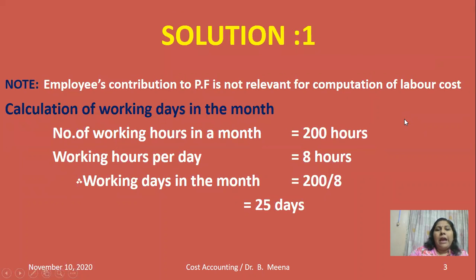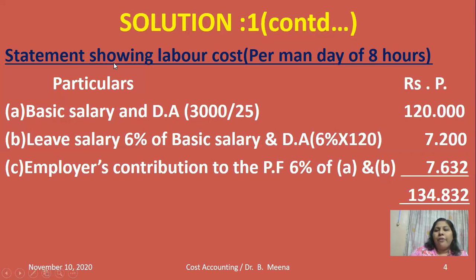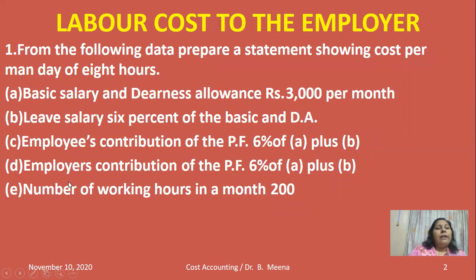Okay. Then I'll move on to the second piece of information. Leave salary. What is given about the leave salary? Leave salary 6% on what? The basic and DA. So whatever basic and DA I found, 120 rupees, on that 6% as leave salary. If you work it out, 120 into 6%, I'll get 7.2. Okay. Then I will calculate the next item. I will ignore the employees' contribution, because as per the note I gave for calculating the labor cost, I should ignore the employees' contribution.